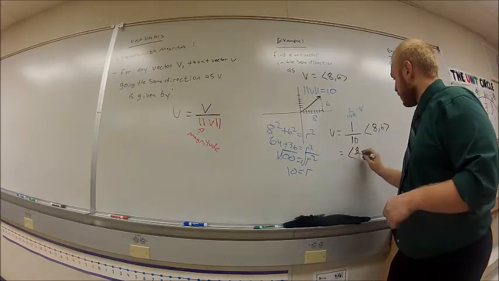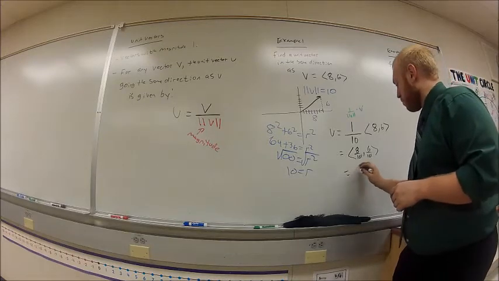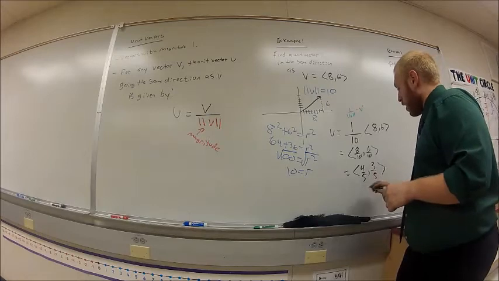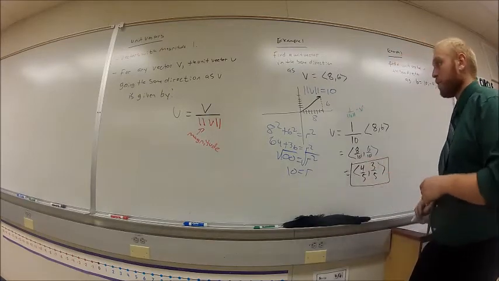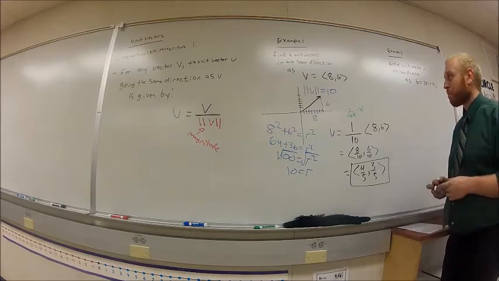Then you got 8 over 10, 6 over 10. Yes, you need to simplify. 4 over 5, 3 over 5. And you can double check me. The magnitude on this is 1, and when you graph it, it will be going the exact same direction.